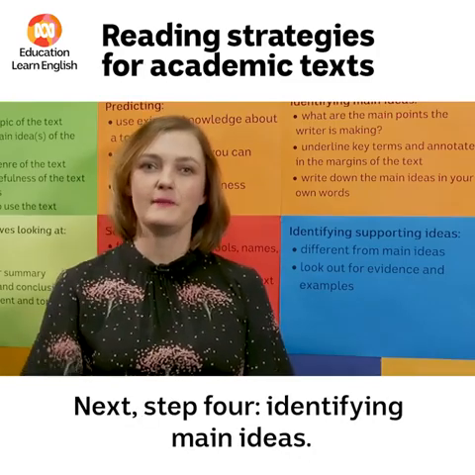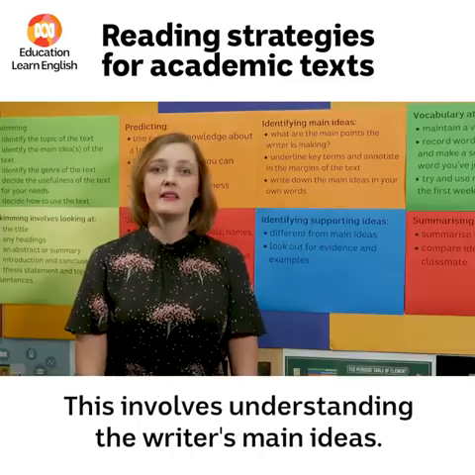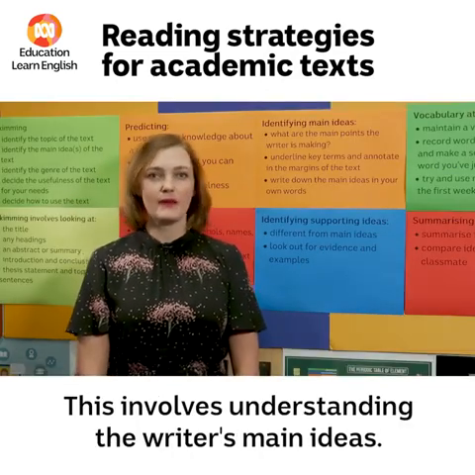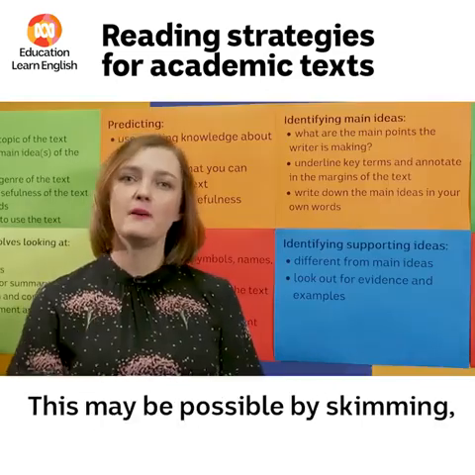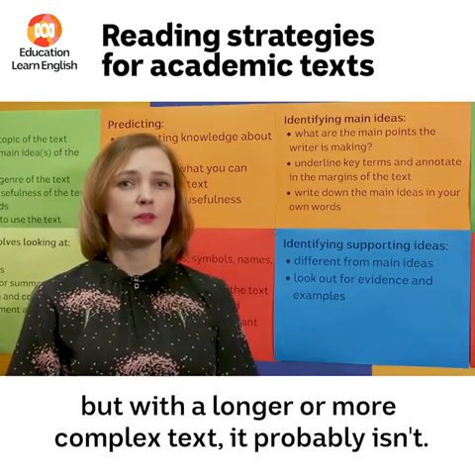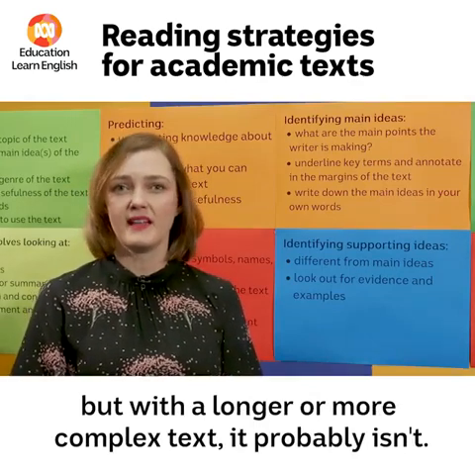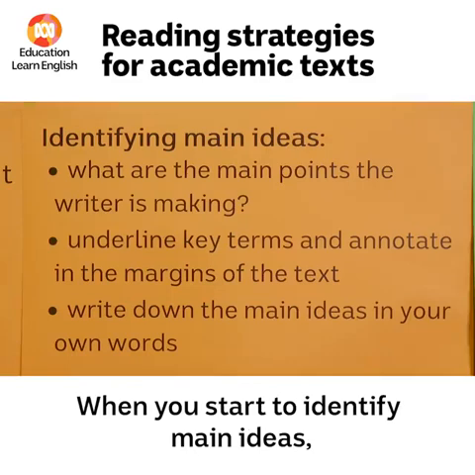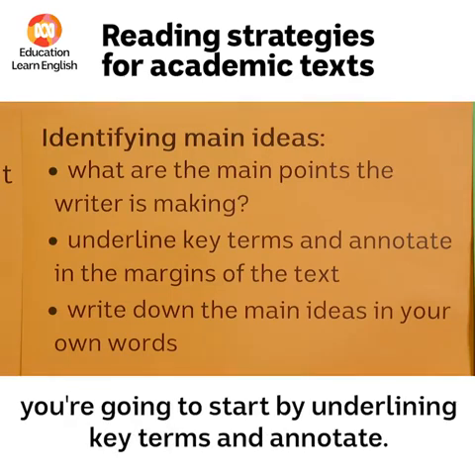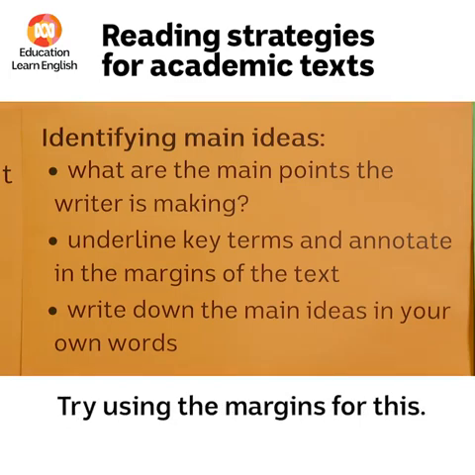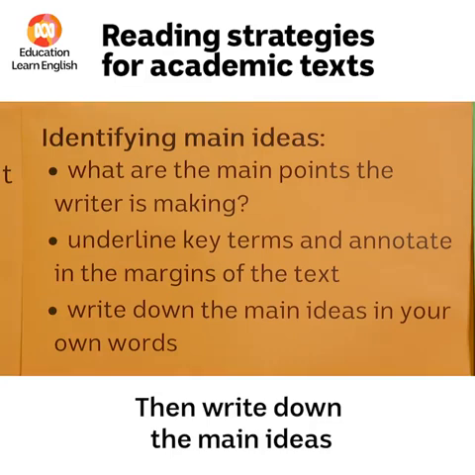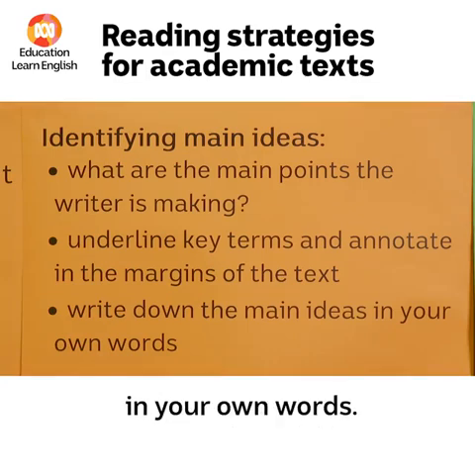Next, step 4, identifying main ideas. This involves understanding the writer's main ideas. This may be possible by skimming, but with a longer or more complex text, it probably isn't. When you start to identify main ideas, you're going to start by underlining key terms and annotate. Try using the margins for this. Then, write down the main ideas in your own words.